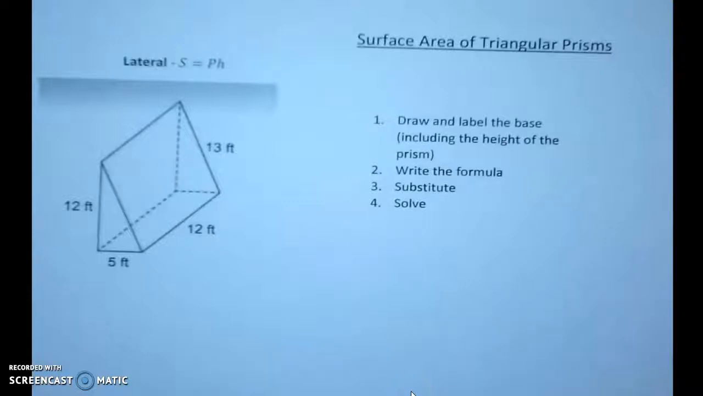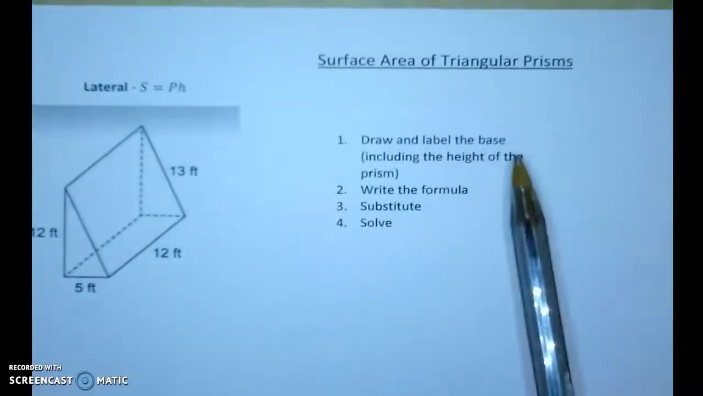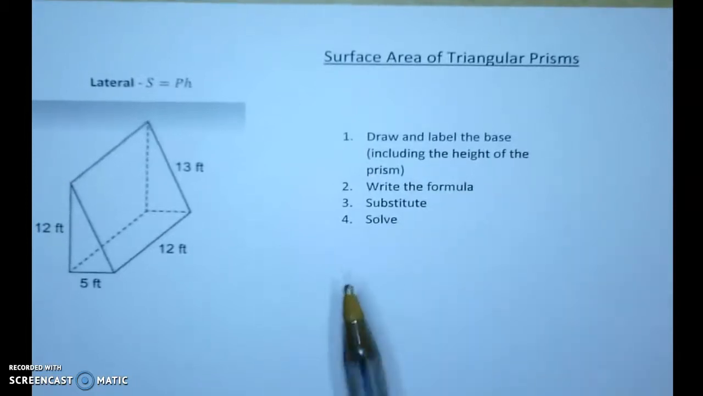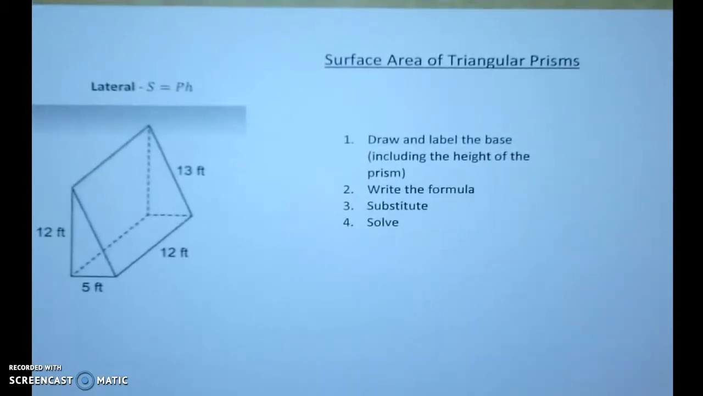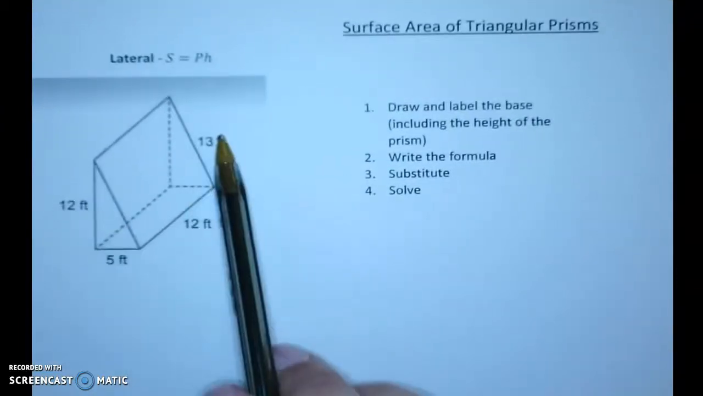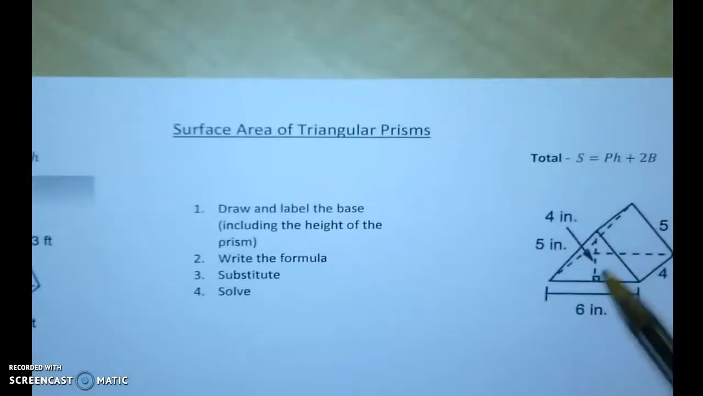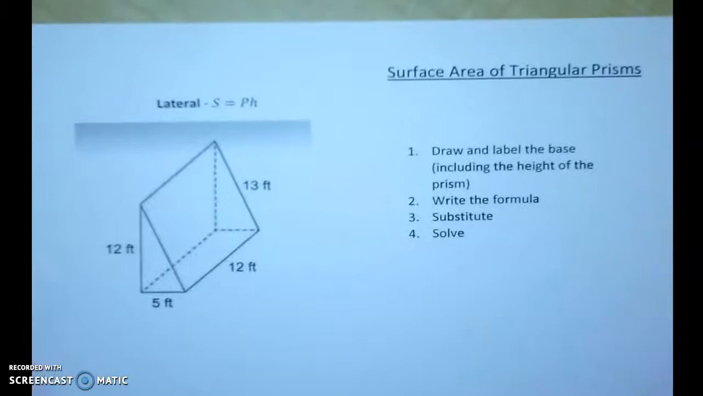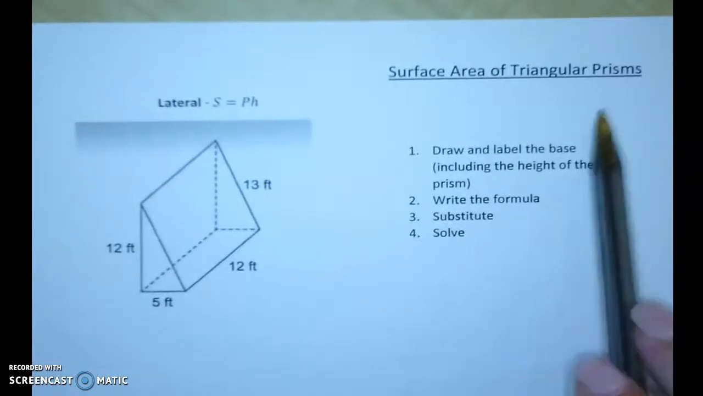All right, in this video, we're going to be talking about surface area of triangular prisms. Okay, the big difference here is that the bases of the shapes are triangles, not rectangles. So, knowing that, you should see two triangles on each triangular prism you're talking about. Two triangles, okay?